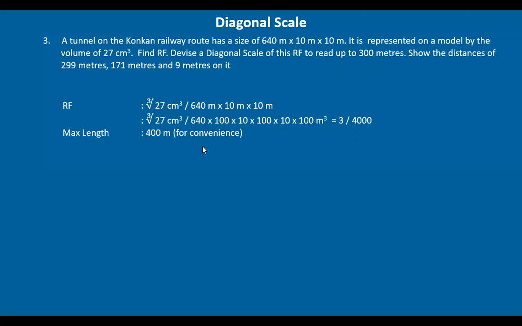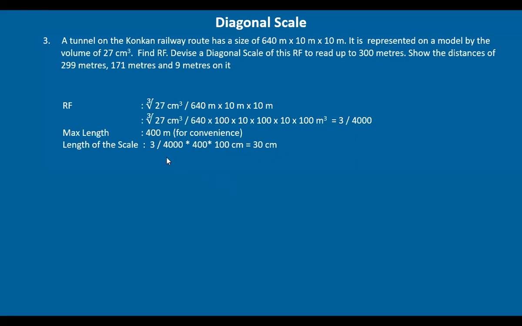But for our convenience, I am taking 400 meters, because if we take 300 meters with this RF, we get fractions. Decimal places will be there and it's inconvenient to mark. That's why we can take some even higher value. So 400 meters is taken as the maximum length. And now the length of the scale is calculated: RF into maximum length converted to centimeters. We get 30 centimeters here.